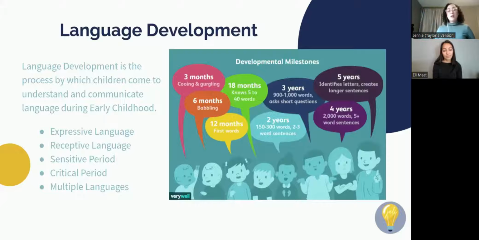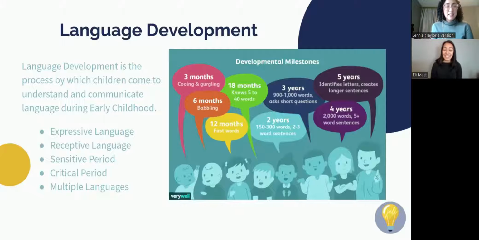So Ellie's going to talk to us a little bit about what that looks like when we're not hitting those milestones, a little bit of a case study of what it looks like when children aren't hitting the 3 months cooing and gurgling, or the 6 months babbling, or, at 2 to 3 years old, doing the 2 short sentences. So Ellie, I'll let you.